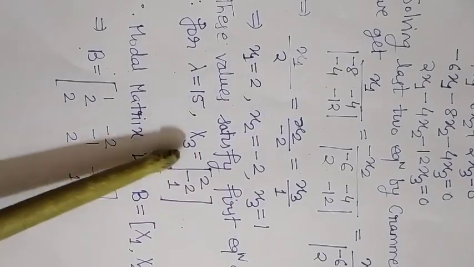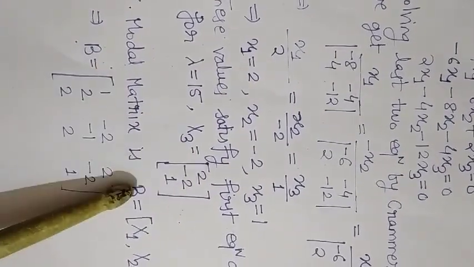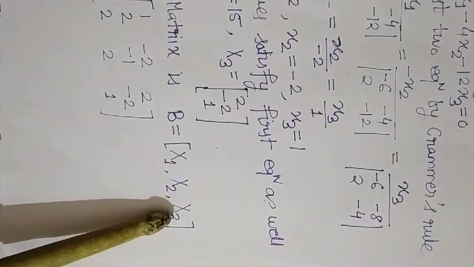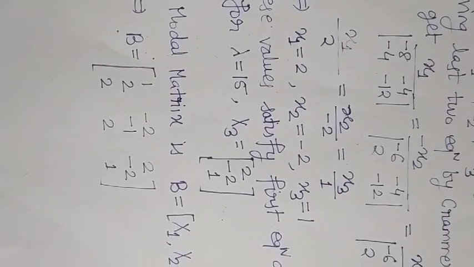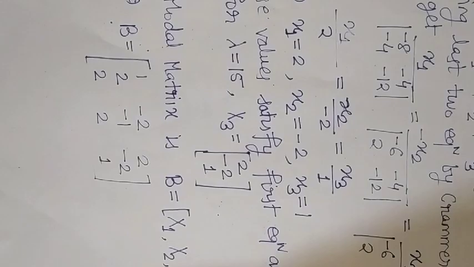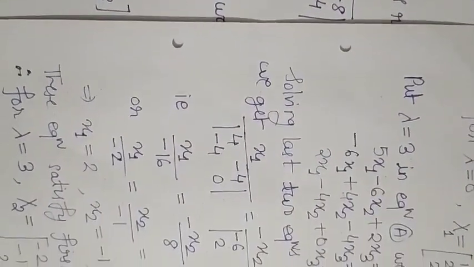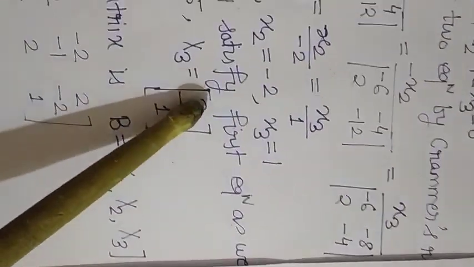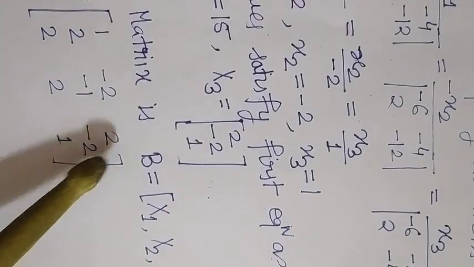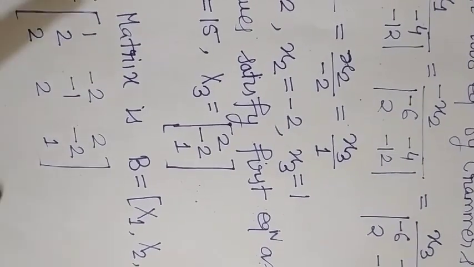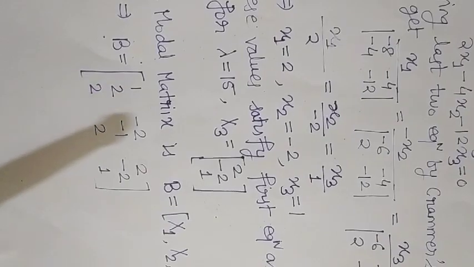So once we get all the three eigenvectors, we can write modal matrix, which is a matrix of eigenvectors. So first eigenvector is x1, which is 1 2 2. So here 1 2 2. Then x2 is minus 2 minus 1 2, and then x3 is 2 minus 2 1. So like this we get the modal matrix for a given matrix.